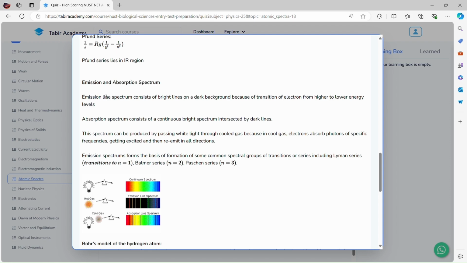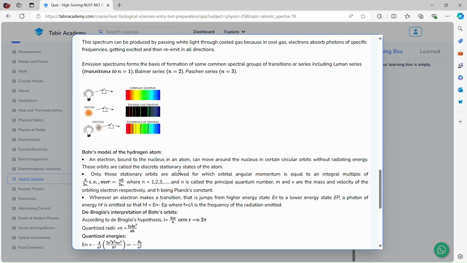Emission and absorption spectrum. Emission line spectrum consists of bright lines on a dark background because of transition of electrons from higher to lower energy levels. Absorption spectrum consists of a continuous bright spectrum intersected by dark lines. The spectrum can be produced by passing white light through cold gas, because in cold gas electrons absorb photons of specific frequencies, getting excited, and then they re-emit in all directions. Emission spectra form the basis of some common groups of transitions or series, including the Lyman series, Balmer series, and Paschen series.